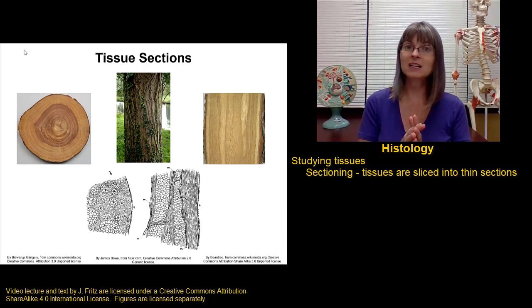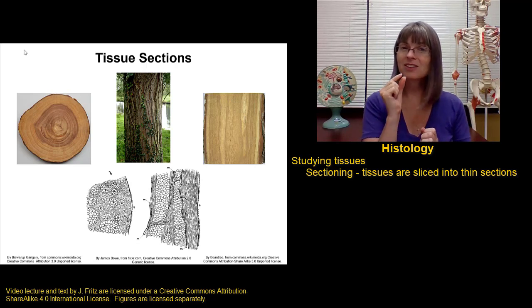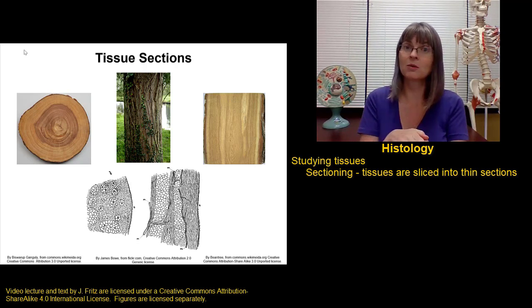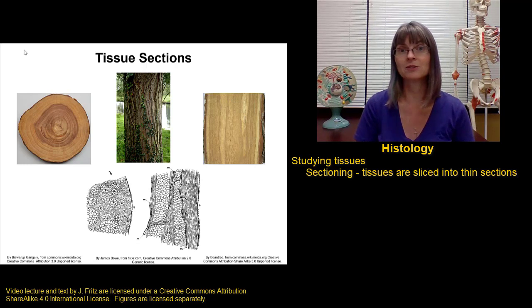And it's often embedded in wax and then sliced very, very thinly. This gives us the thin little slices of tissue that can go on a microscope slide that we can actually look at under the microscope. One of the things to consider about a tissue is the direction that it's going to be sliced. Depending on the direction that a tissue is sliced, it will end up looking quite different.